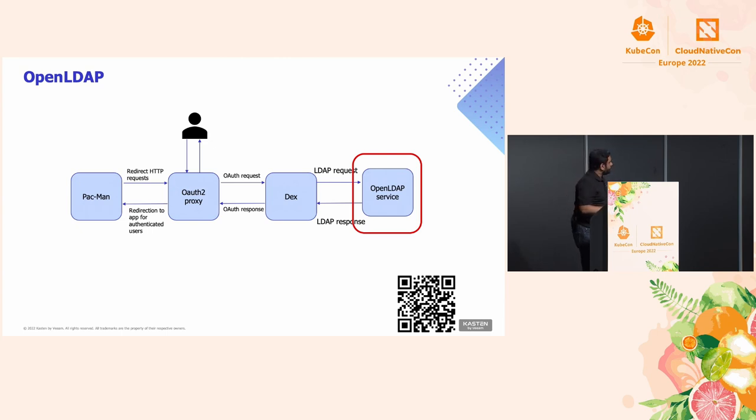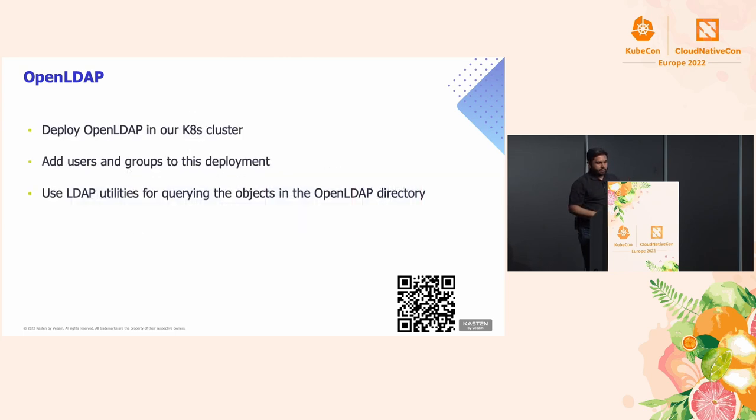But now, as you can see on the screen, I've highlighted just the Open LDAP box here. Our first step in this lab is going to be about setting up just the Open LDAP service. So we'll deploy it in a Kubernetes cluster. We'll add users and groups to the LDAP server. And we will use LDAP utilities for interacting with this server. So you'll be able to add a group using the utility command ldapadd, and we'll also use ldapsearch to search for users and groups in this LDAP server.